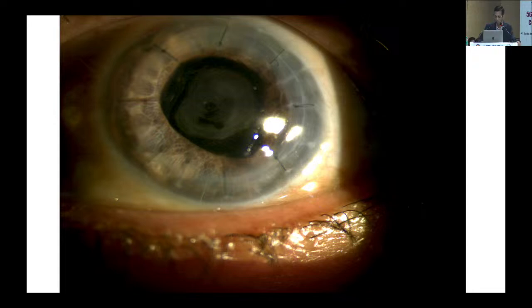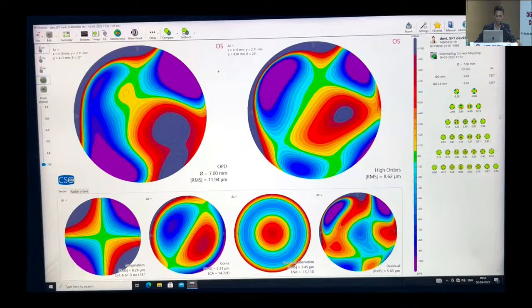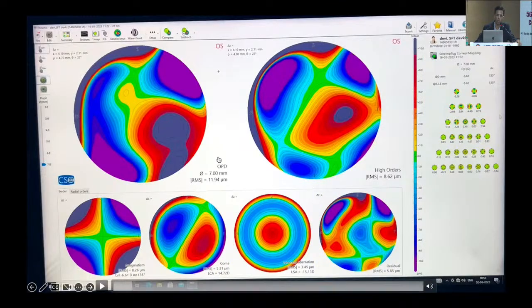A large pupil projects a very distorted image on the retina and results in very poor visual acuity. Now, how does pupil alteration change the corneal wavefront?